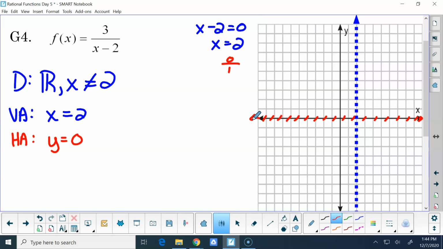Next one, y-intercept. I've got to plug in 0. So we've got 3 on the top and 0 minus 2 on the bottom. That's going to be 3 over negative 2. So my y-intercept is going to be the point (0, negative 3/2). So that's negative 1.5.